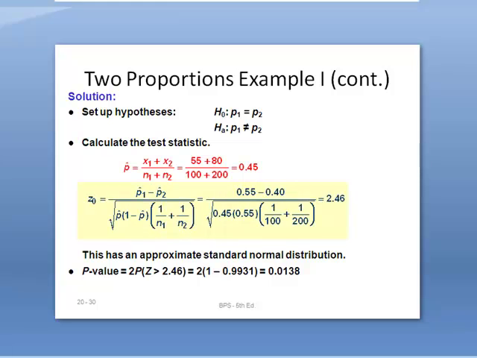So in order to calculate our test statistic, we need that. So we put our numbers in, and we get that our test statistic is 2.46. This has an approximate standard normal distribution, so we can find our p-value. It's going to be 2 times the probability that z is greater than 2.46. So it's 2 times 1 minus 0.9931, or you could have used symmetry. So we find out that our p-value is 0.0138. That is less than our alpha, so we're going to reject. So there's sufficient evidence at a 0.05 significance level to support the claim that the proportion of commuters in the one college differs from the proportion of commuters in the other college.